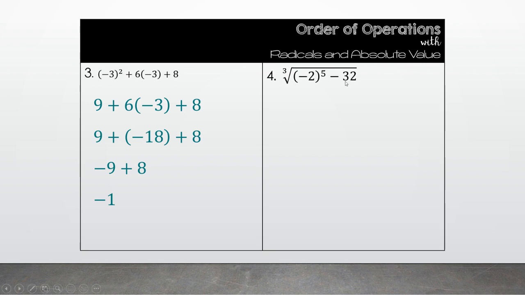evaluating everything under the radical sign first. -2 to the 5th power is -32. -32 subtract 32 is -64. And the third root of -64, we're going to ask ourselves what times itself 3 times equals -64. And the answer is -4.